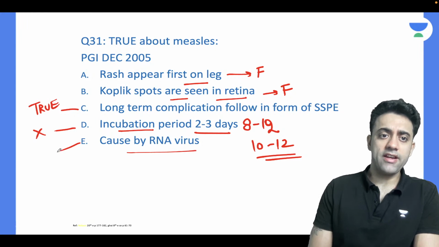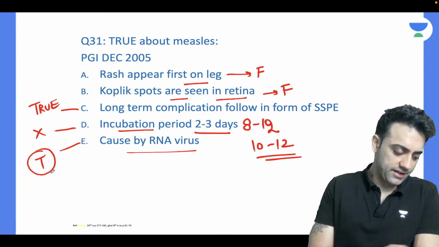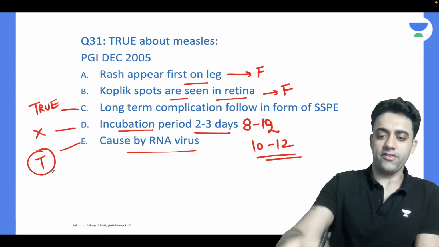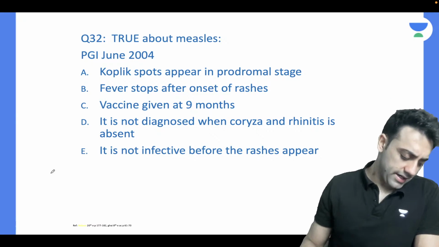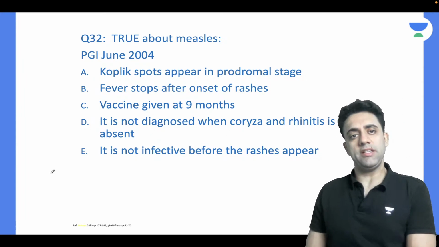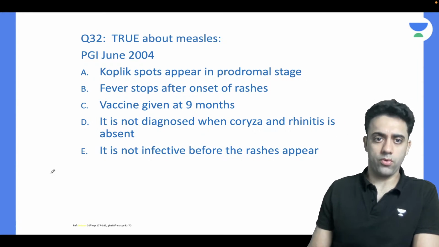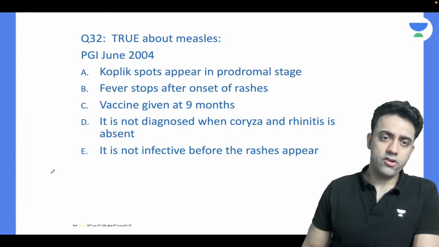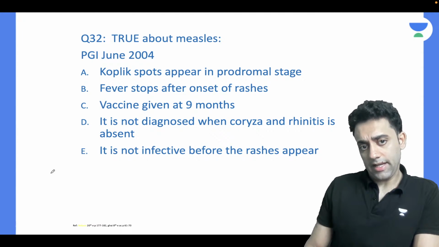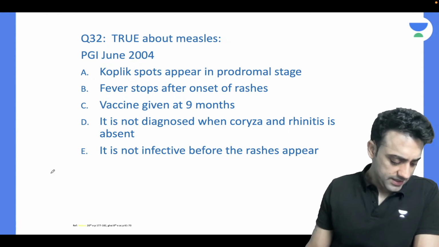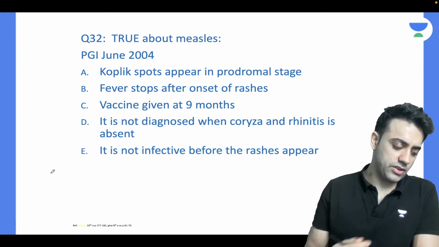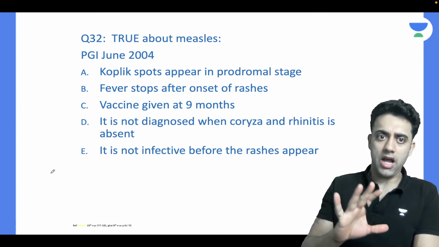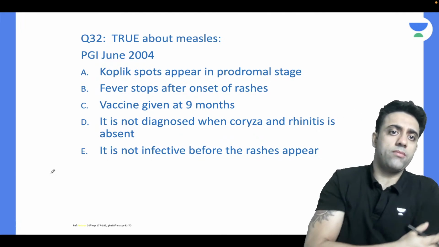It is caused by an RNA virus. That's very true, yes, it is caused by an RNA virus. Very good, perfect. Next, again the last question about measles: true about measles, PGI June 2004 question. I'll give you 10 seconds to answer. Multiple options are correct. What can you tell about measles? Any random guesses? That's why we do a lot of MCQs, so that we can get an overview of the picture, how things look.